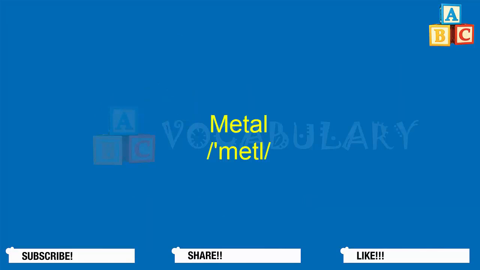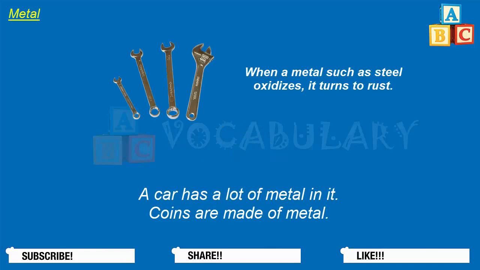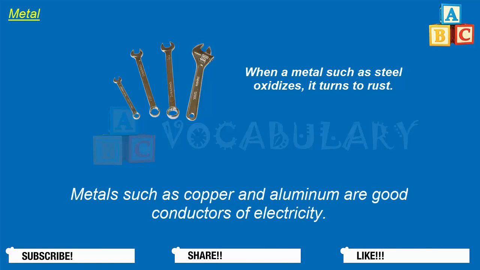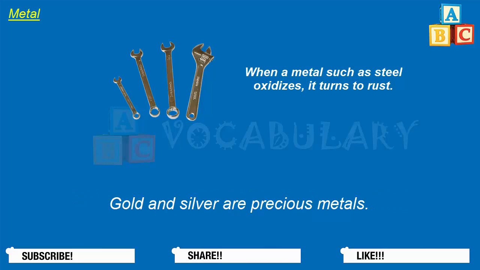Metal. A car has a lot of metal in it. Coins are made of metal. Most tools are made entirely or partly of metal. Metals, such as copper and aluminum, are good conductors of electricity. Gold and silver are precious metals.